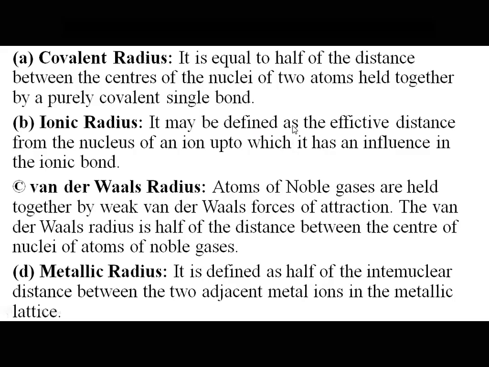Apart from that, we have seen the types of atomic radii. Covalent radius comes in if the atoms are covalently bonded to each other, that is, when there is sharing of electrons, purely a single covalent bond. Then ionic radius, the effective distance from the nucleus of an ion up to which it has an influence on the ionic bond. Then we have van der Waals radius and metallic radius.